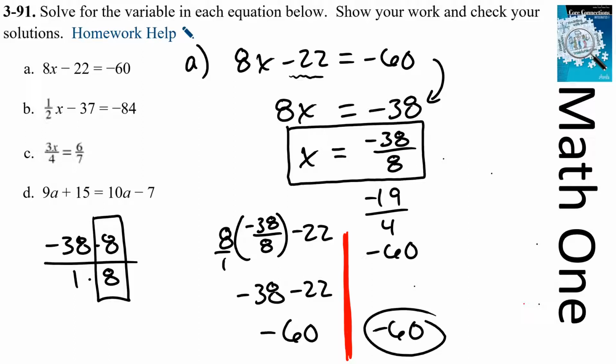So because the left-hand side and the right-hand side are in agreement, I know that this number, negative 38/8, which is equivalent to negative 19/4, is a solution that absolutely works.